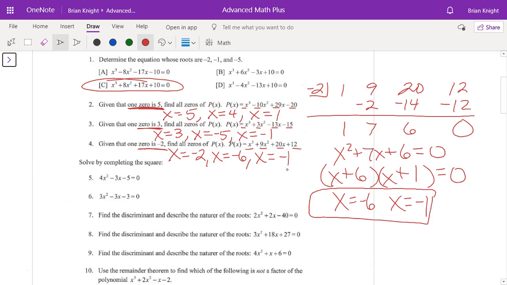Everybody good on 1, 2, 3, and 4? Okay? Be very good at 2, 3, and 4 because we're going to do them again later on. Okay, so you have quite a few problems that are like that. 5 and 6, I had to give you 2.